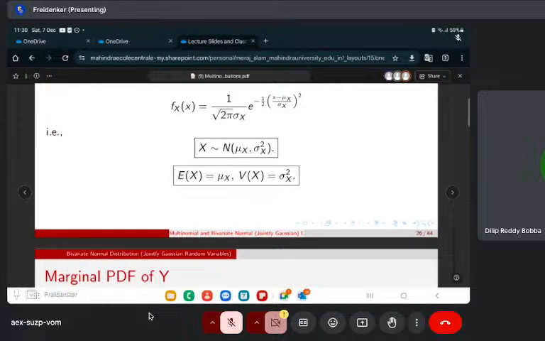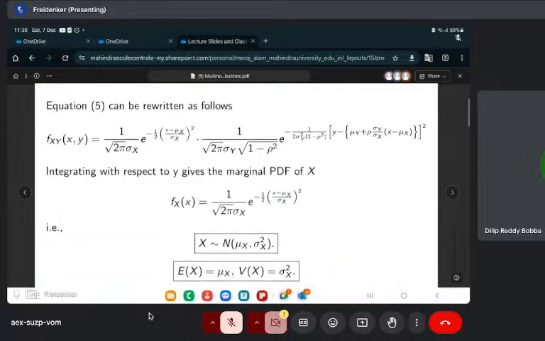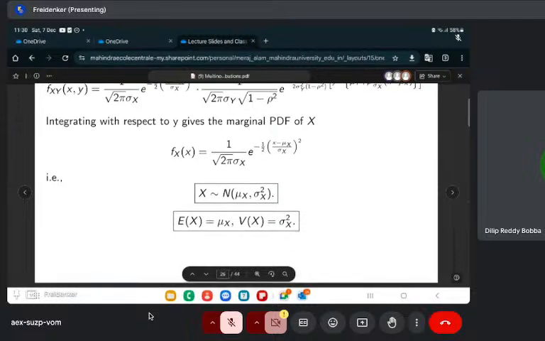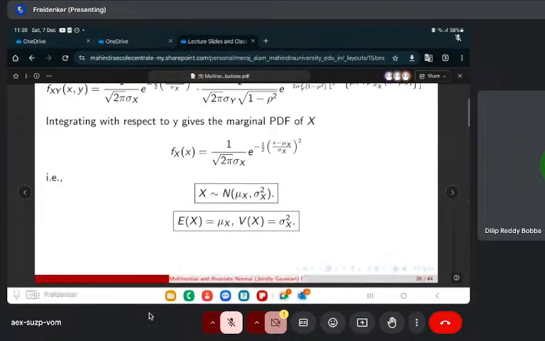There's nothing much here. The real way to do it is to integrate and check. Marginal means if you want to find the marginal of x, you integrate with respect to y across its entire range, minus infinity to infinity. But we don't have to do that. They already did it for us. So the result is this: x is a normal random variable with mean mu x and variance sigma square x.